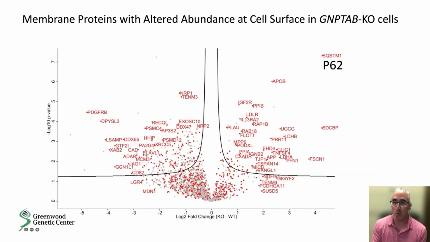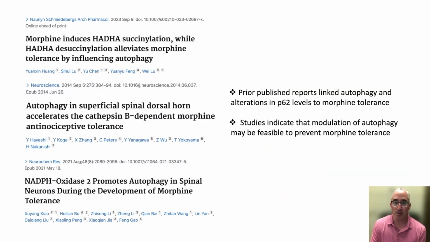But really, looking more deeply in the literature at what was going on with P62 highlighted that there are some papers out there that have looked at the impact of autophagy on morphine tolerance. And that's basically the example that we were trying to understand better: tolerance to pain medications like morphine. There were a number of papers that really linked autophagy and altered levels of P62 to morphine tolerance. So these, I think, collectively indicate that modulating autophagy may be a reasonable target to prevent morphine tolerance.